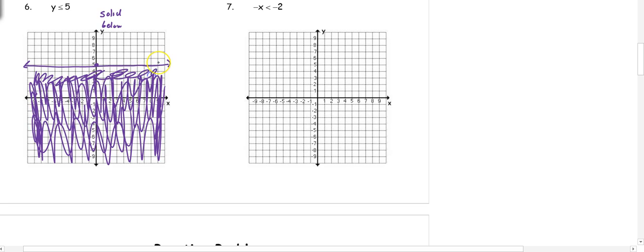Number 7, we have negative x is less than negative 2. So this time we first need to divide by negative 1 on both sides, so we get x is greater than 2. So we're going to go to 2 on the x-axis. Looking at the greater than symbol, that means it's going to be a dashed line. So I'm going to have a dashed vertical line. Remember that x lines are always vertical. Now this one gets a little bit tricky because there's not an above or below. So think of this as a number line, and because it's greater, we're going to want to shade to the right of that vertical line.